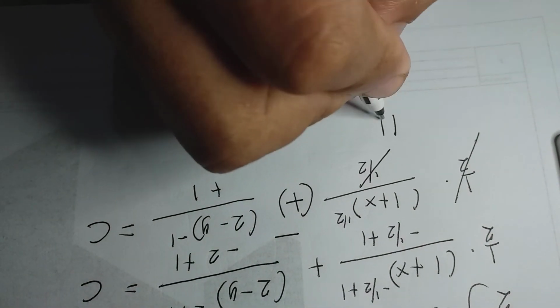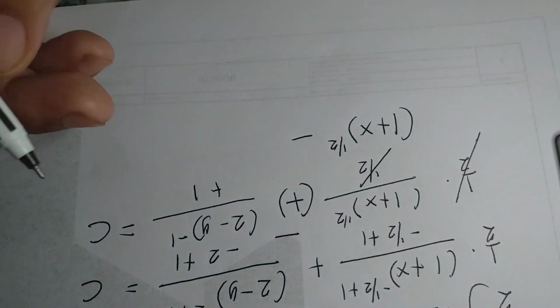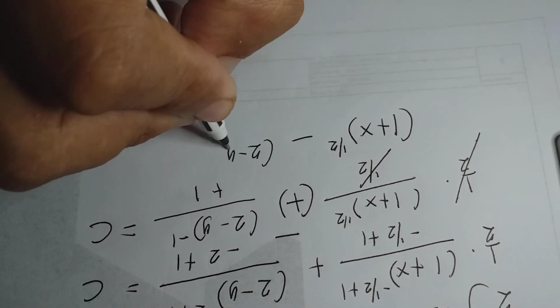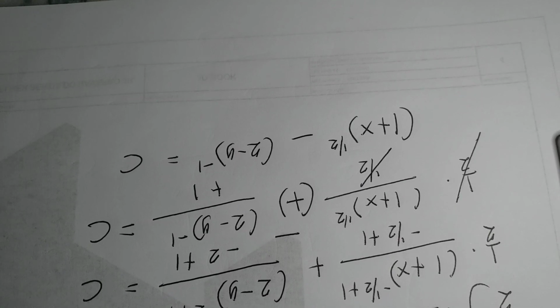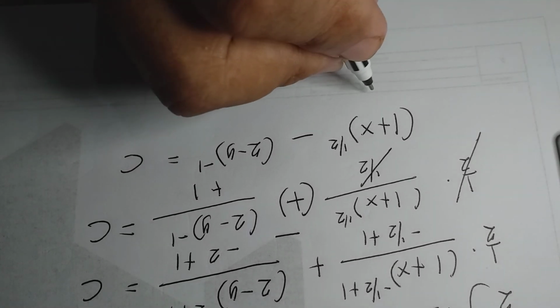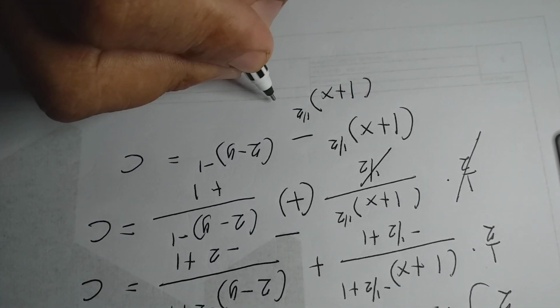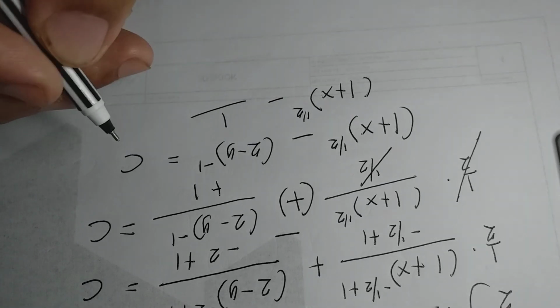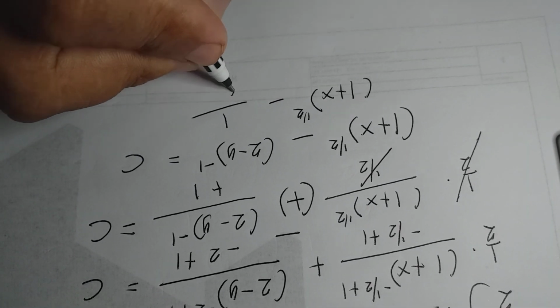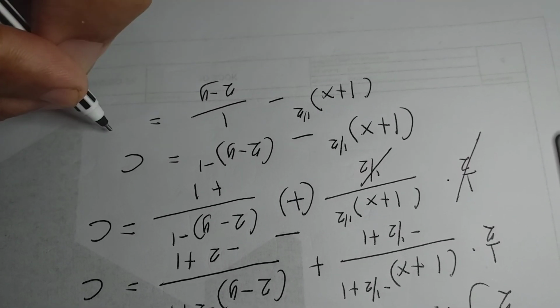Or we have 1 plus x raised to 1/2 minus 2 minus y raised to negative 1 is equal to c. Or if we're going to simplify this, we'll have 1 plus x raised to 1/2 minus 1 over 2 minus y is equal to c.